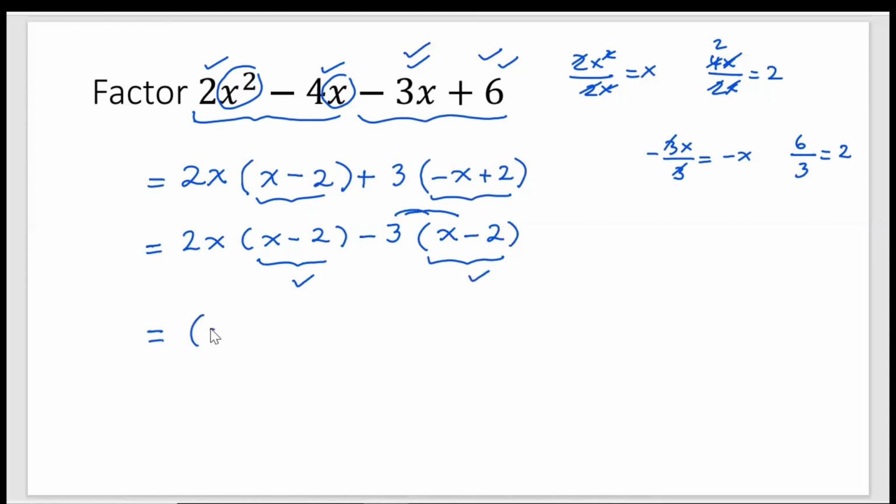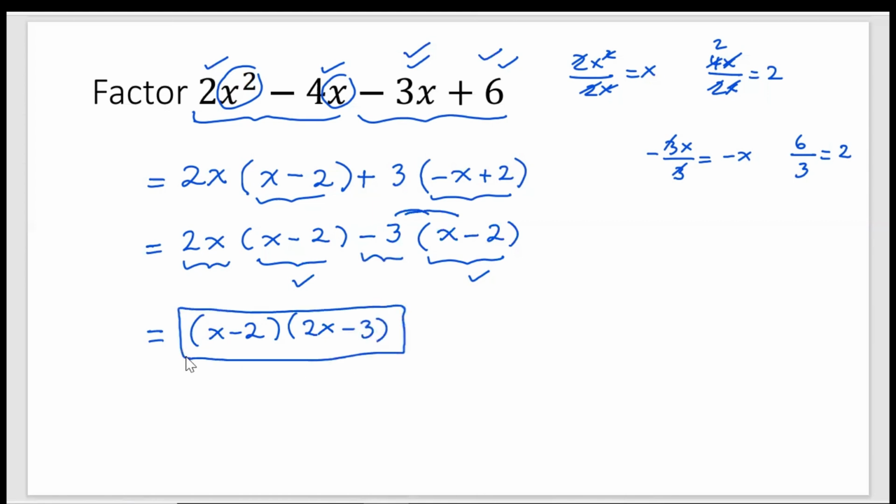So we can factor out that binomial x minus 2. And what is remaining here is 2x. And what is left here is negative 3. So this will be our polynomial in factored form.